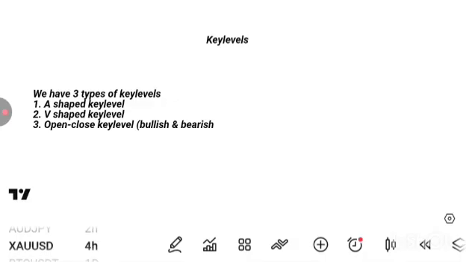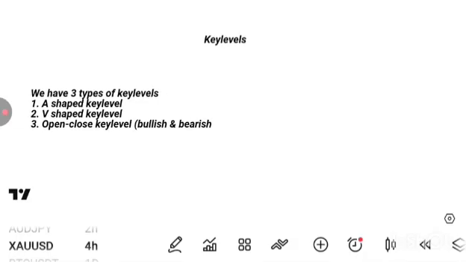So we want to start. We've done the structure part. SLK means structure, liquidity, and key level. We've done both basic market structure and advanced market structure. We've talked about liquidity also, right? But in this particular video, we will be talking about key levels. So without any further ado, let's just commence. Let's get the party started, right?